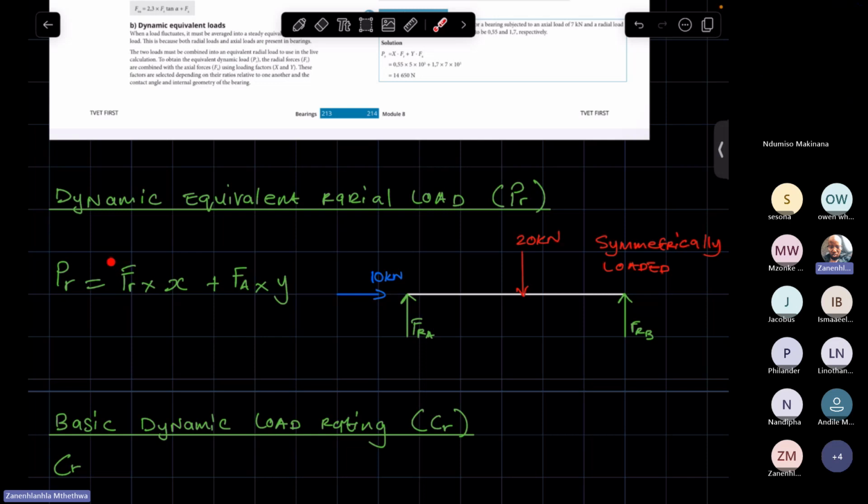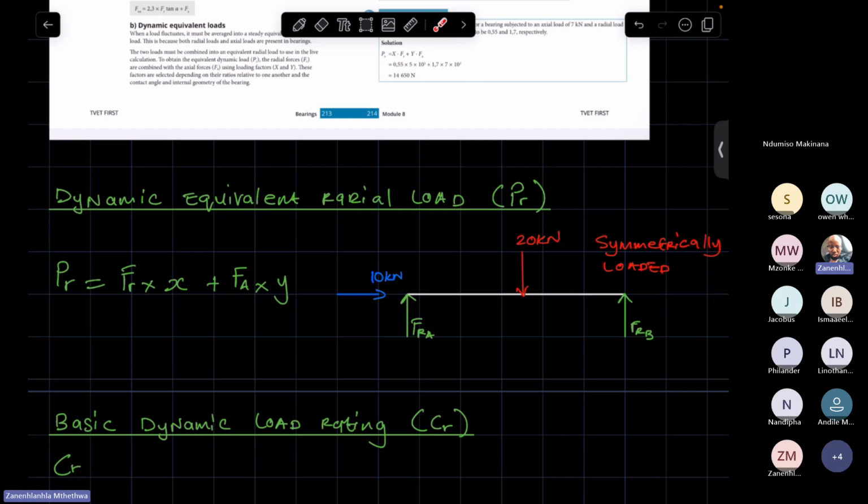Now, PR, just like in this formula, is equal to this here. FR stands for the radial support at each bearing, and FA stands for axial support at each bearing. So I made an example of this. I want us to consider this diagram. Say you have a shaft that is being subjected to a radial load of 20 kilonewtons and an axial load of 10 kilonewtons.